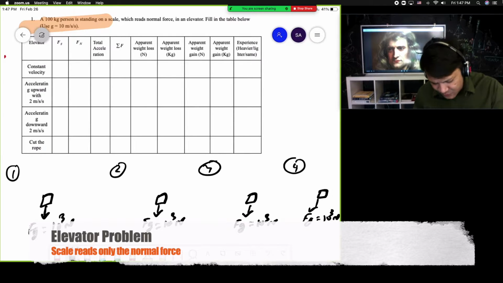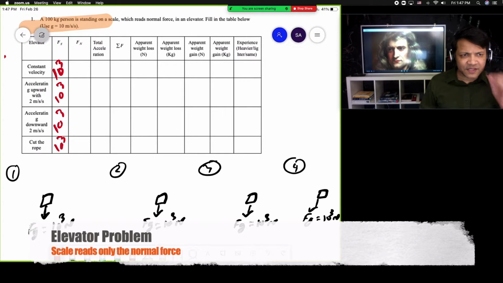So that's exactly what you're going to write. You're going to write 10 raised to 3, using a different color, for each of the four scenarios. So this is the weight.